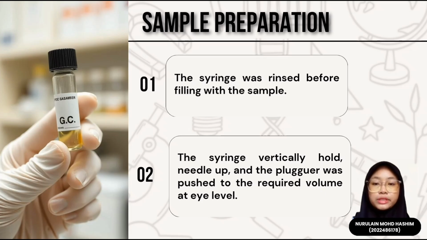Next is sample preparation. A proper sample preparation is critical to ensure accurate results. The syringe must be thoroughly rinsed to avoid contamination, and the sample volume should be measured precisely at eye level to minimize errors. Any air bubbles present must be removed by gently tapping the syringe, as they can disrupt the injection process and compromise the integrity.